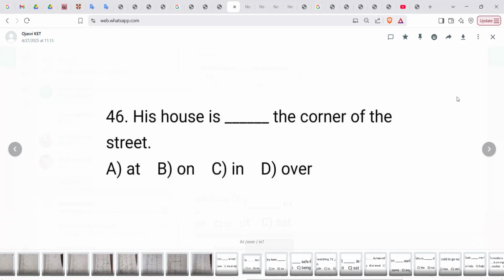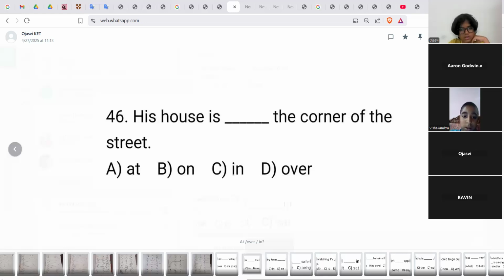Ojashvi again. His house is dash the corner of the street. When you see it from outside, street is outside the house, right? Whenever there is outside the house, you cannot have in. So the fight is between in and at. The answer has to be at. His house is at the corner of the street.